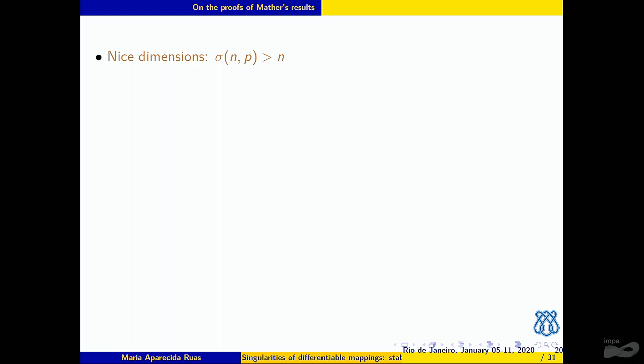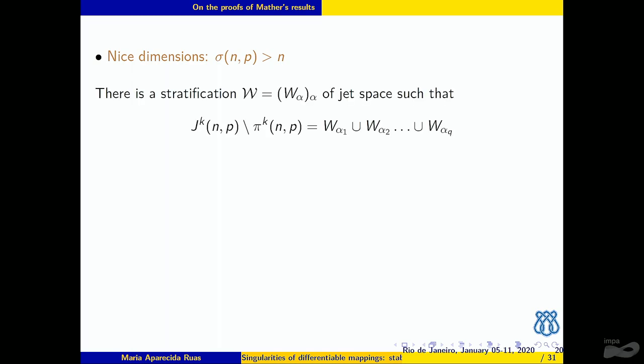Right. So what do I have up to now? I have a stratification of the jet space, J^k(n,p), which is K-invariant, and such that this stratification has a set pi k, whose codimension I know how to compute, and its complement has a finite number of K orbits. So if the codimension of this set is bigger than n, this bad set will be missed by maps which are transverse to this stratification. So then we have a stratification of the jet space, which in the complement of the bad set has a finite number of K orbits.